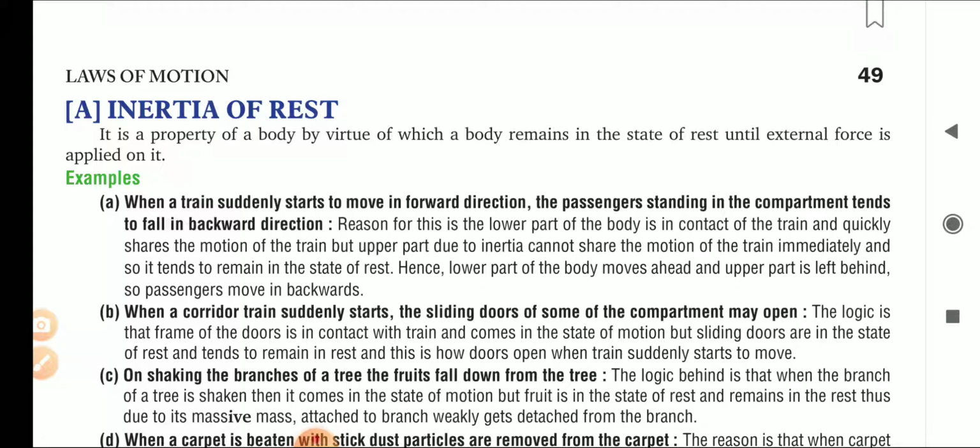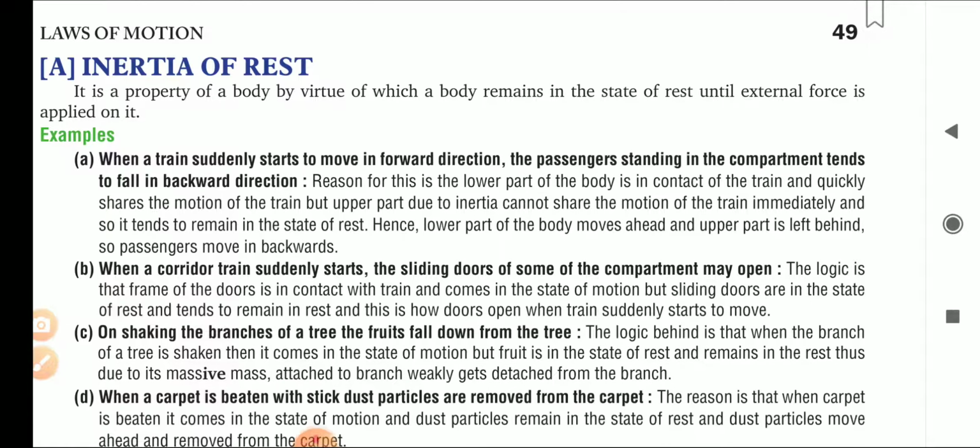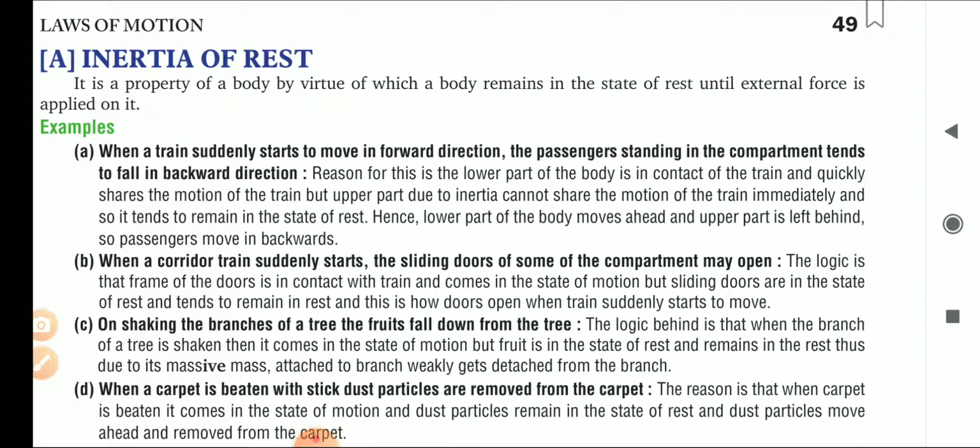Now some examples we will see of the inertia of rest. When a train suddenly starts to move in a forward direction, the passenger standing in the compartment tends to fall in the backward direction. Why is it happening so? Just see this line. The answer is hidden in this statement only.